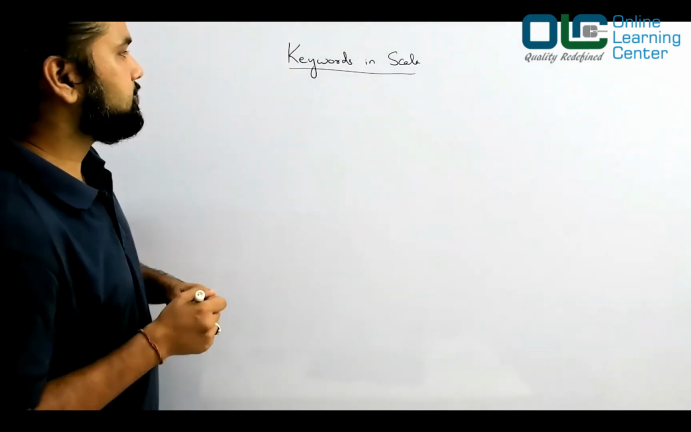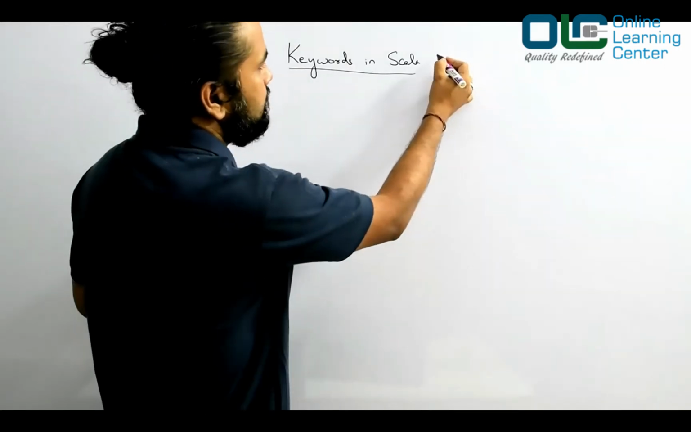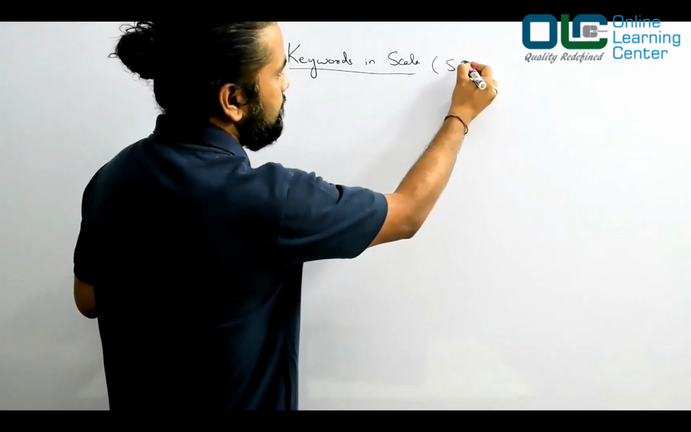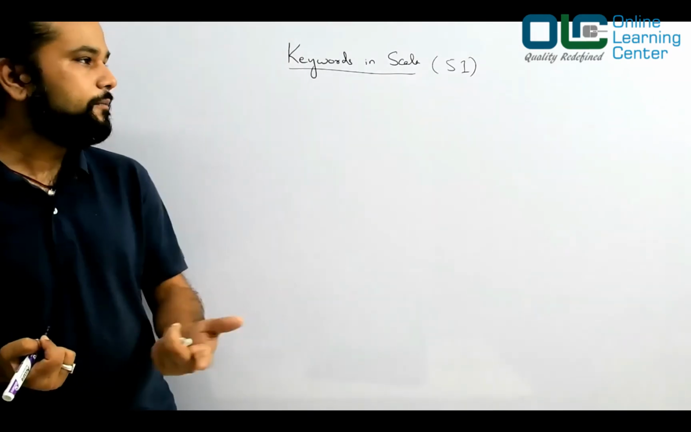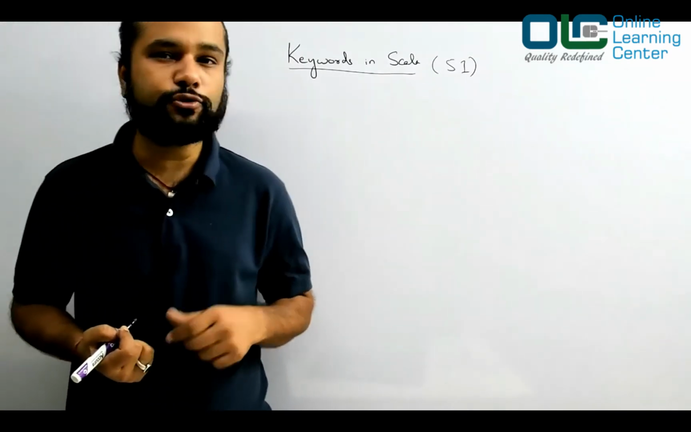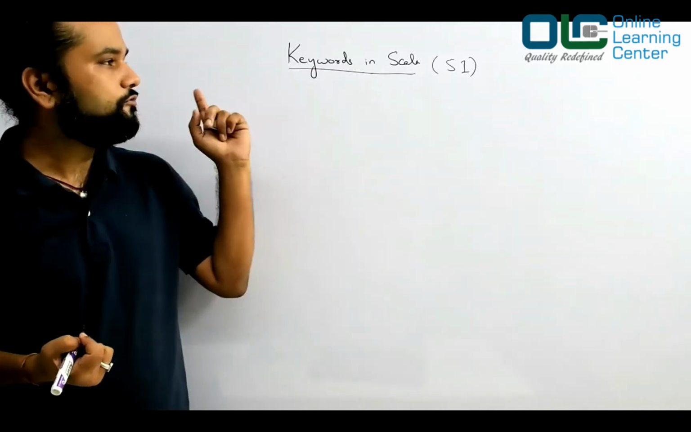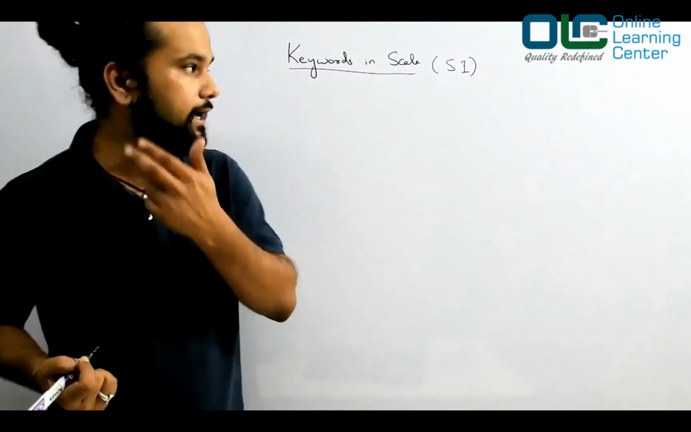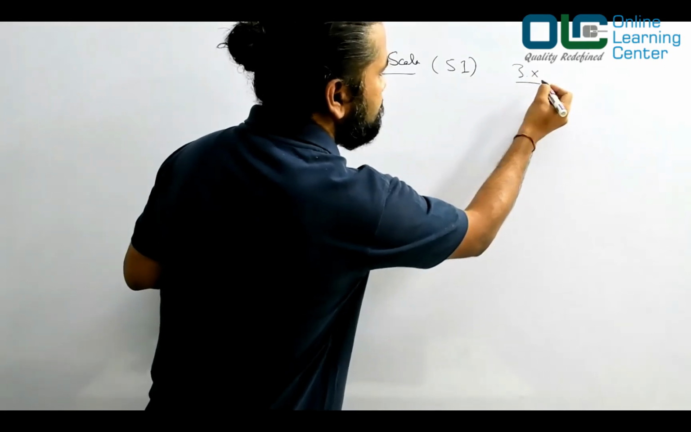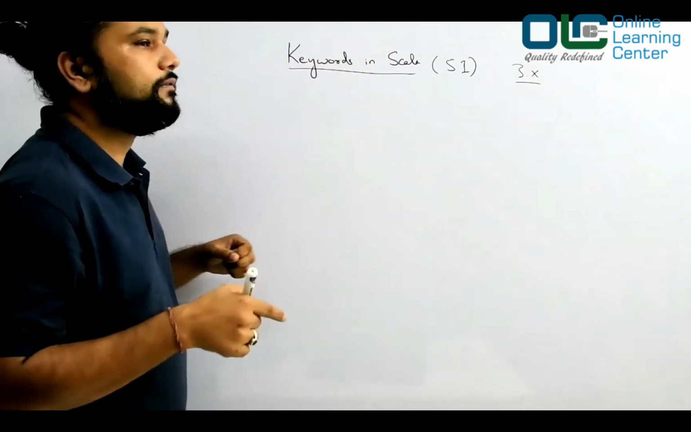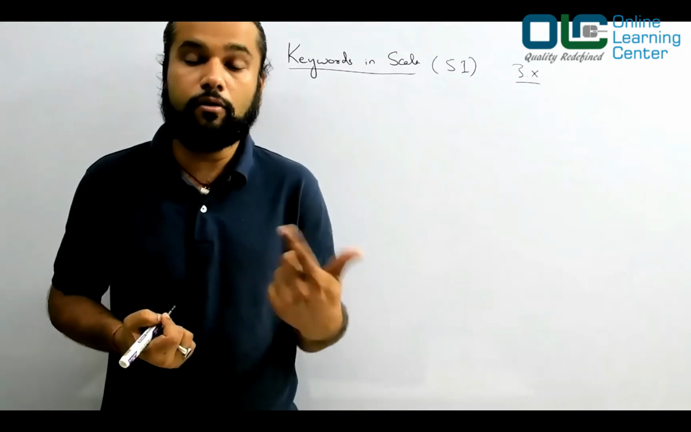The keywords in Scala, if I go by number, are around 51. We'll talk about what those are over a period of time. I'll refer to my notes while presenting this so that I don't miss anything out. There are 51 keywords in Scala, and this is from Scala 3.x. They have introduced a couple of new keywords and deprecated a couple of old keywords.